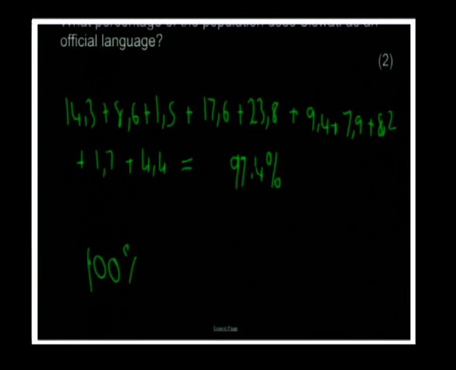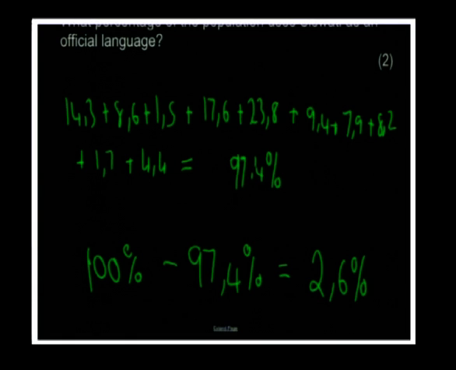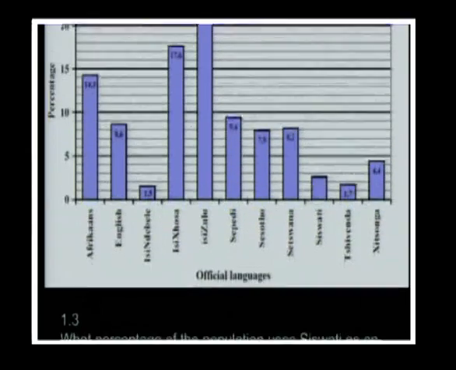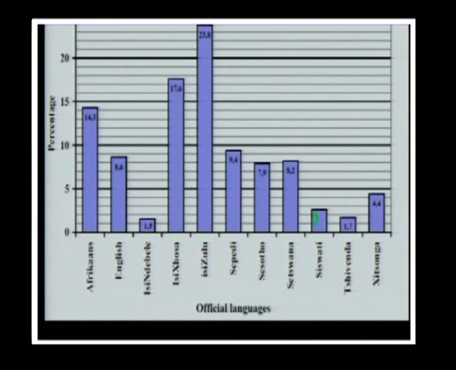100% for the total population minus the total for all the others. And that answer comes out at 2.6%. Going back to our chart, we can go and fill that value in on the chart. Now notice that the size of that bar for Siswati represents 2.6% and looks like it does so as well.